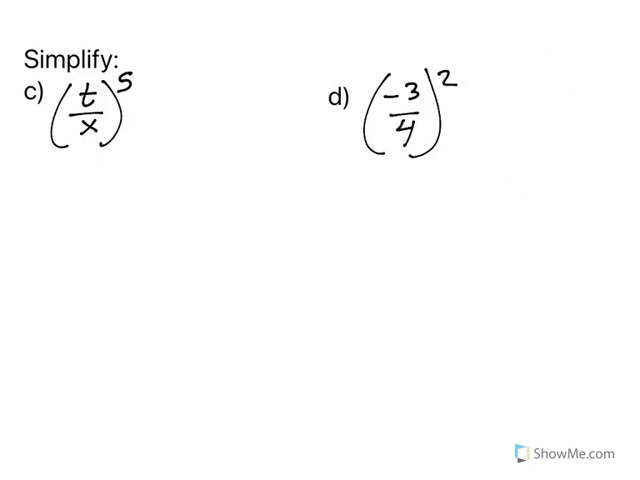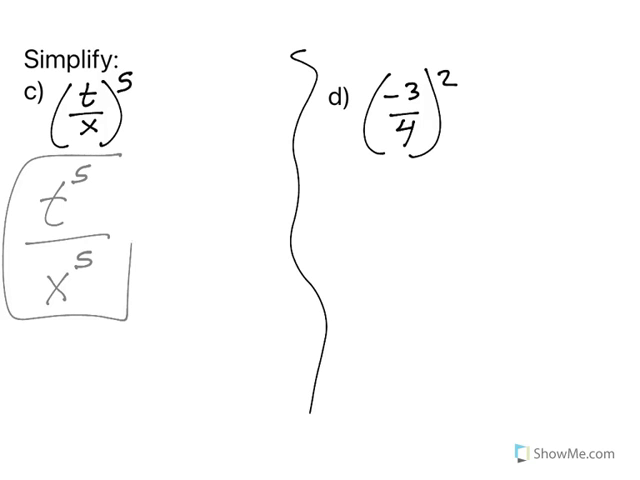Let's do 2 more. I have letter C here, t over x raised to the 5th power. Well, take the numerator, t to the 5th, over the denominator, x to the 5th. Since those are both variables, there's nothing else we can do, and there we go.